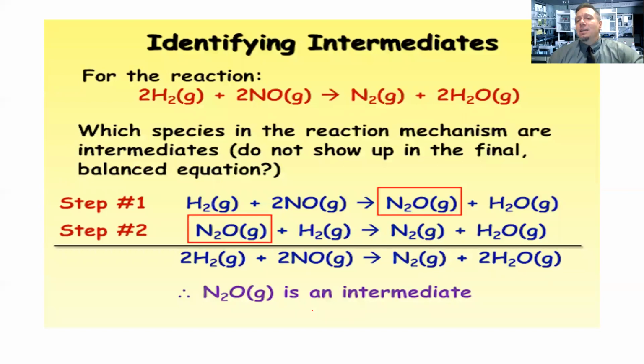So identifying intermediates. Remember, what is an intermediate? An intermediate is something that appears but is consumed in the reaction. So when you look at this, a lot of times they might ask you to identify an intermediate. When you look at this reaction mechanism in these elementary steps, you see that the only thing on either side that you could cancel off would be the dinitrogen monoxide, N2O. Just cross it off, and that is your intermediate.